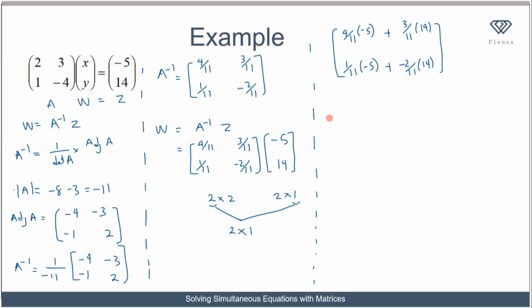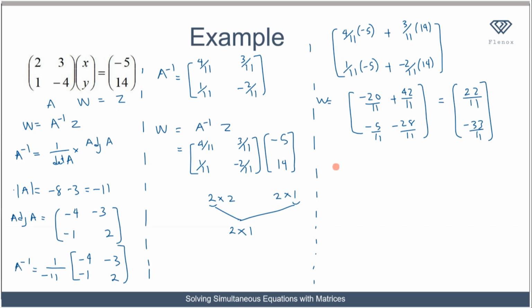And when I solve that, my W becomes: minus 5 times 4 gives me minus 20 over 11, then plus 3 times 14 gives me 42 over 11. Here I'm left with minus 5 over 11, and minus 2 times 14 gives me minus 28 over 11. When I add this together, minus 20 plus 42 gives me 22 over 11, and here I have minus 5 minus 28, which gives me minus 33 over 11.